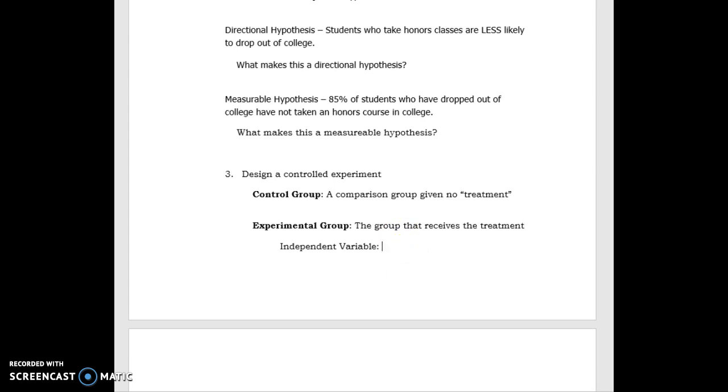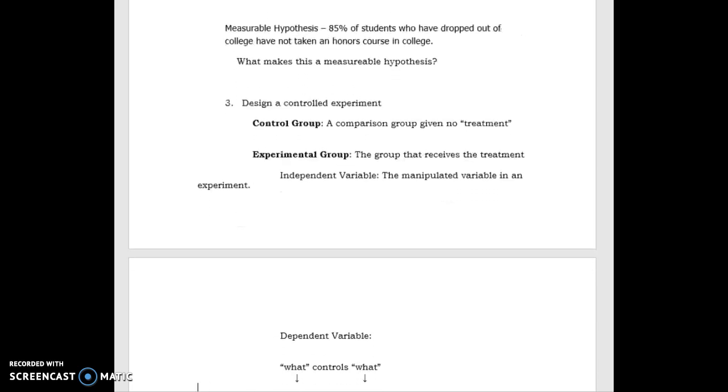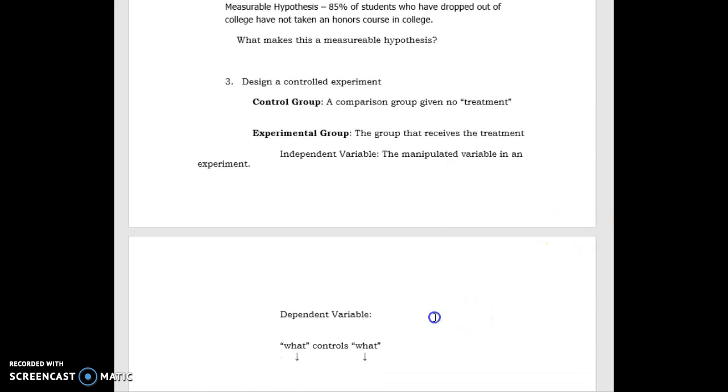We'll run through a variety of examples, but in order to understand the experimental group, you have to understand what is called an independent variable. Some books call it the manipulated variable. The reason they call it that is because the experimenter has the ability to manipulate this variable in the experiment. The dependent variable is what goes hand in hand with this. So the dependent variable would be the responding variable.